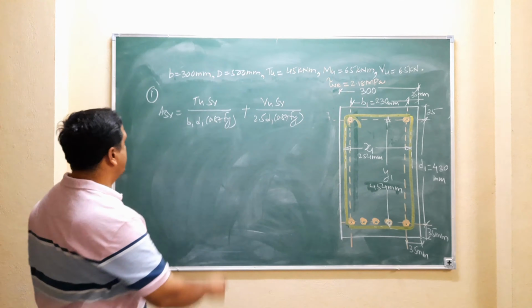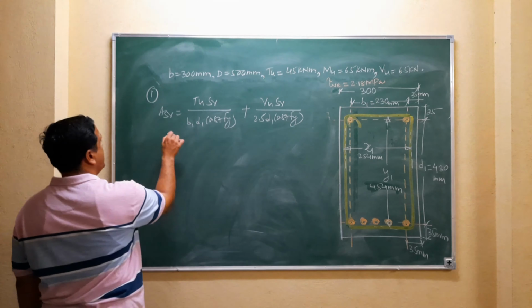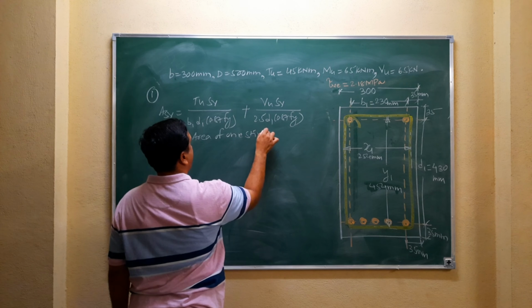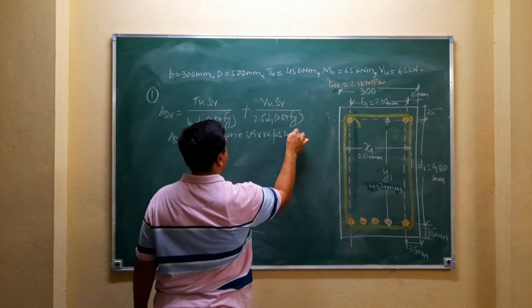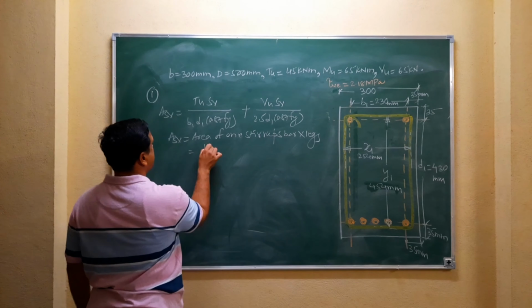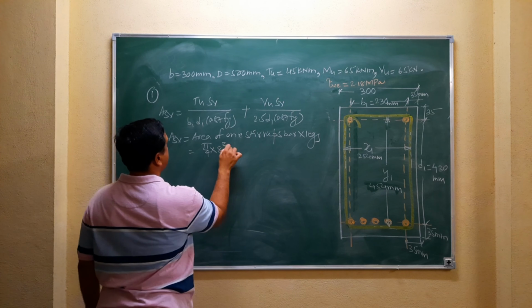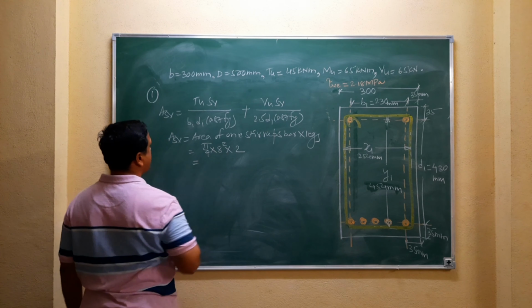We have to put in the formula. Then what is Asv? Asv is the area of one stirrup bar multiplied by the number of legs. It is a two-legged stirrup, so you have to multiply by 2. So it is pi by 4 d square multiplied by 2 legs. As per our calculation, it is pi by 4 into 8 into 8 into 2.